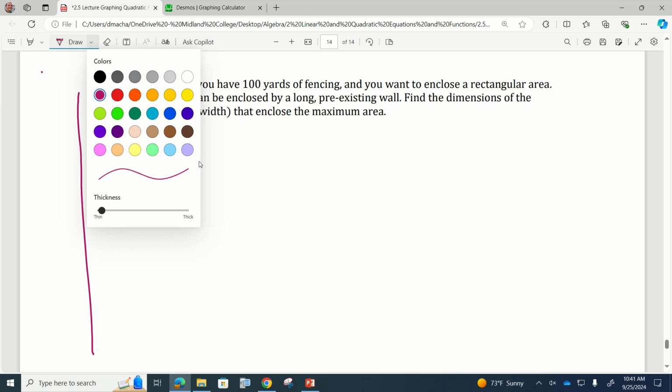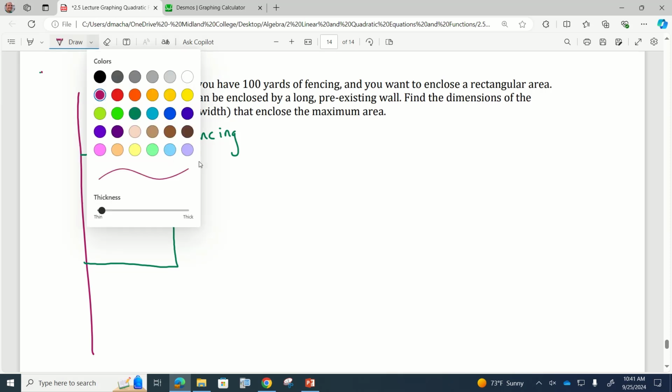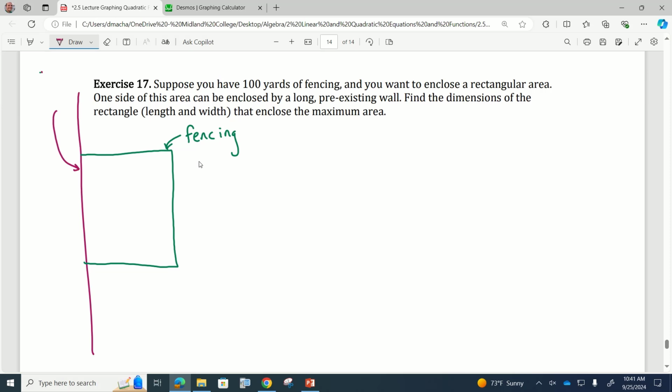And your goal here is that you want to enclose a rectangular area using your fencing. One side is going to be enclosed by a pre-existing wall. So you don't have to use any of your fence along the wall side. Okay? You get as much wall as you want to.